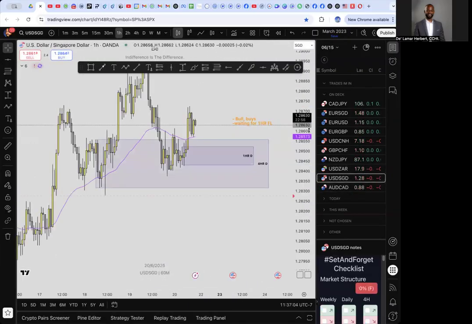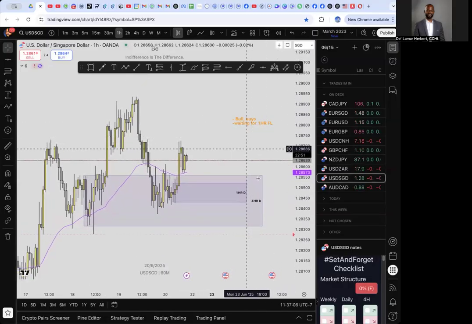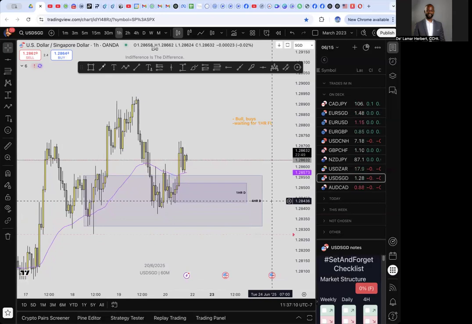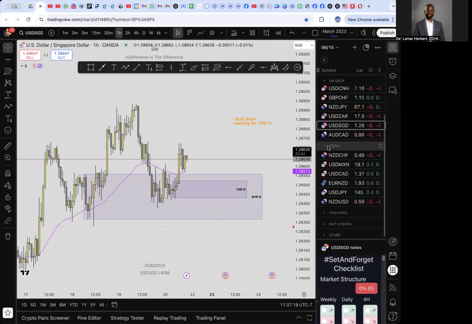Next, we have USD SGD, and markets are almost closed here. So expect these movements to happen on Sunday up until Monday. These movements here are most likely going to happen on Sunday. And then the today movements will happen. It could be Sunday or it can be Monday as well.